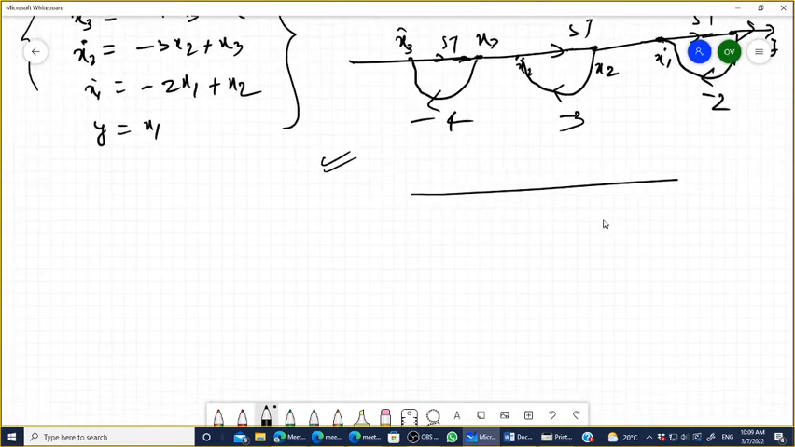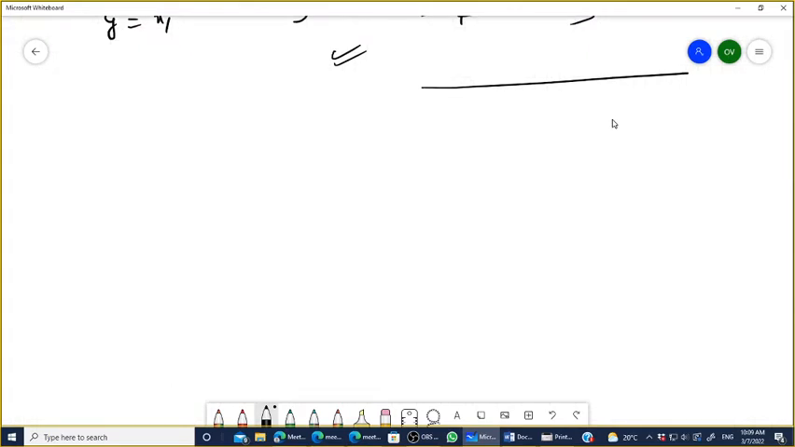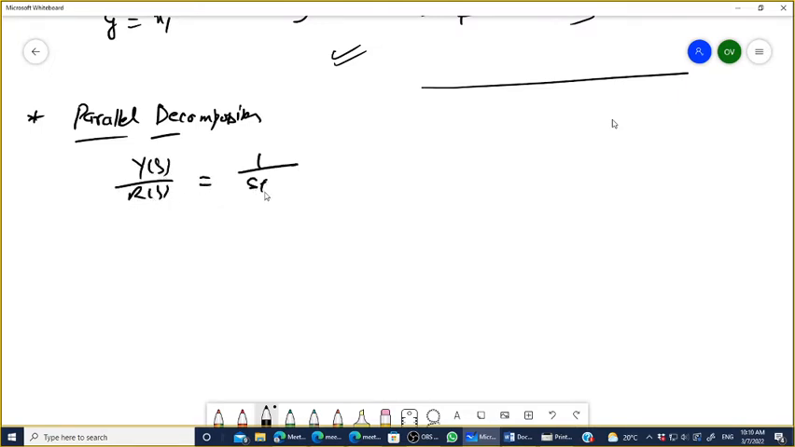Next one is the parallel decomposition, and after this we will discuss the Gilbert test. That is very, very important today. Then we will start the Gilbert test. Y(s)/R(s) is equal to, let's say, 1/((s+2)(s+3)(s+4)). Same transfer function.